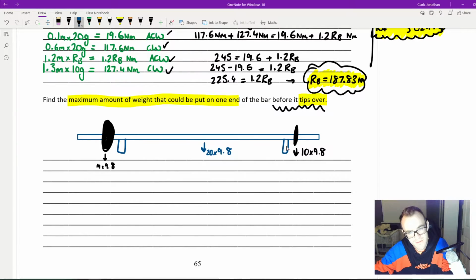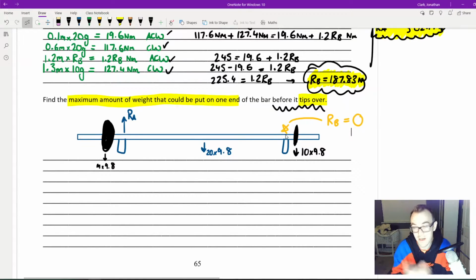Now, in terms of the setup in this question, there's still going to be a reaction force acting upwards here. But because the object is about to tip, it means that it's about to lose contact with this support over here. So the thing that's different about my setup is that this reaction force is no longer present. It's just a reaction force of 0, or it's just not there at all. That's what we're dealing with.